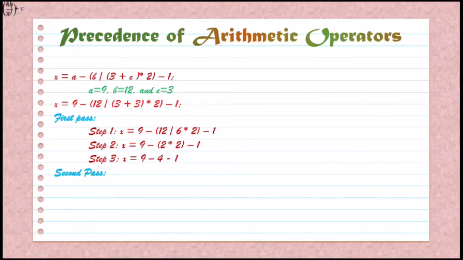So on the left hand side, the equation is 9 minus 4. So in step 4 we will solve that. That is 9 minus 4, which is 5. So in step 4 the equation will be 5 minus 1. So in step 5, perform the subtract operation, that is 5 minus 1, and the answer is 4.